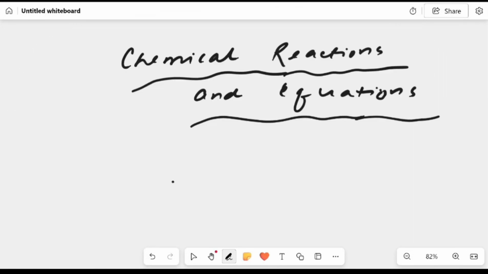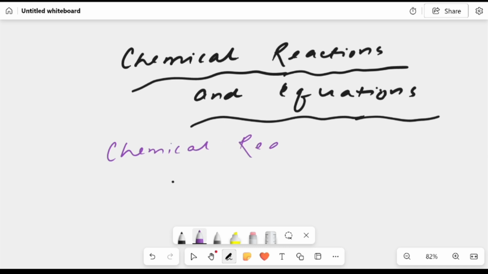Today we are going to study the first chapter of Class 10 Science, Chemical Reaction and Equation. So without wasting our time, let's start the whole thing. So the first question arises here. What exactly is a chemical reaction?